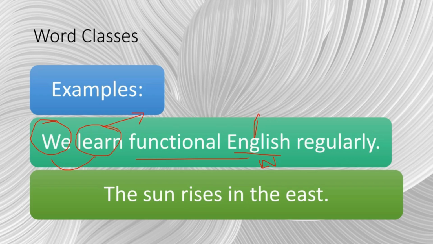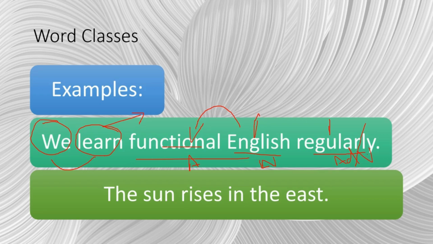Which English? Functional English. So English is functional. So this is an adjective. Functional is an adjective. When? Regularly. Regularly is an adverb. So regular is an adjective. Sometimes by adding ly to the adjective it becomes an adverb. So regularly is an adverb. Okay, got it?